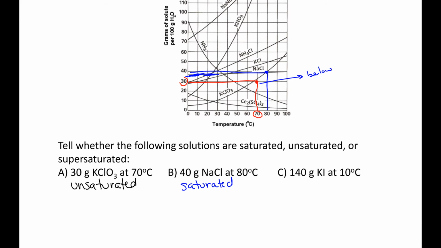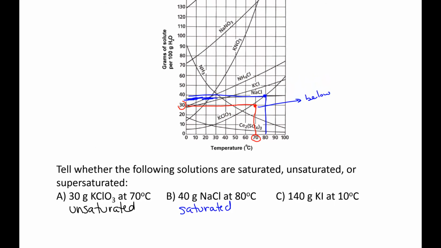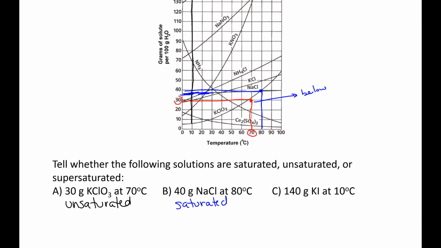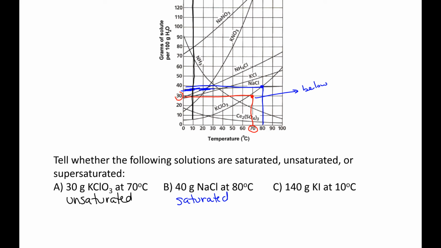Okay, next one is 140 grams of KI at 10 degrees Celsius. So we're going to put 10 degrees and, oops, I'm going to have to move this down a little bit. Okay, we have 140 grams at 10 degrees Celsius. So it's right here. And that's right above the KI line. So because it's right above the KI line, this is a supersaturated solution. And if you have any questions, just ask me in class tomorrow. I'll be glad to answer them.